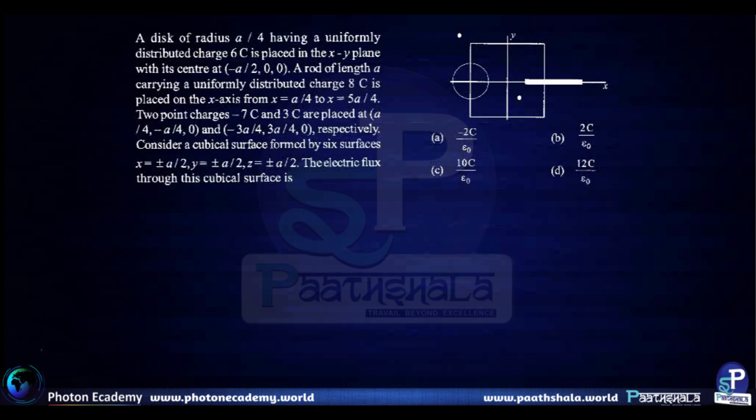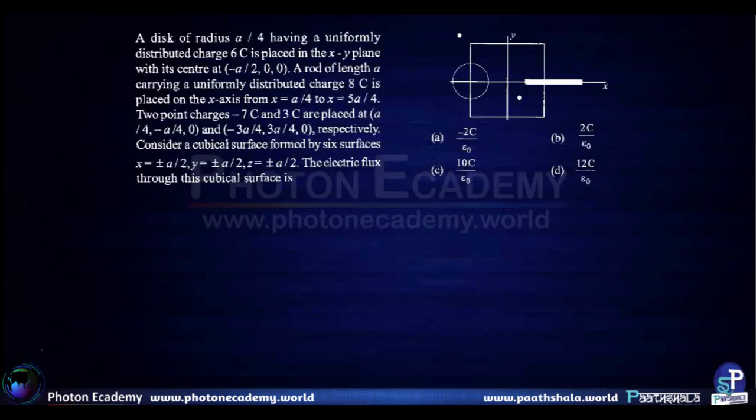Consider a cubical surface formed by the six surfaces x equal to plus or minus a by 2, y equal to plus or minus a by 2 and z equal to plus or minus a by 2. The electric flux through this cubical surface is to be calculated.